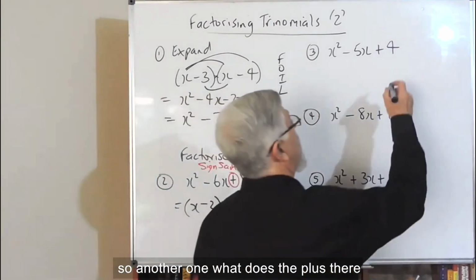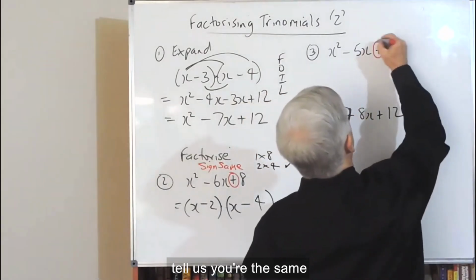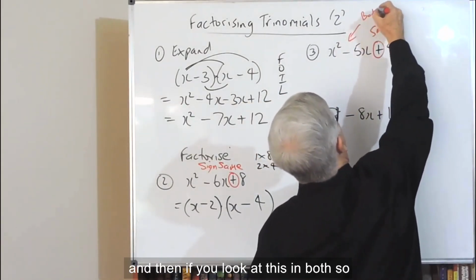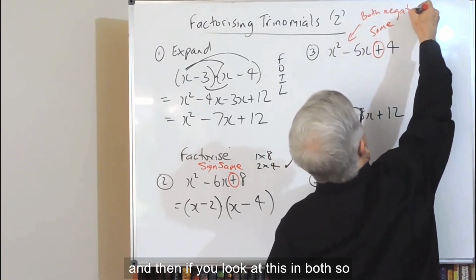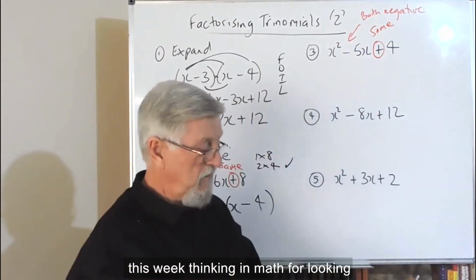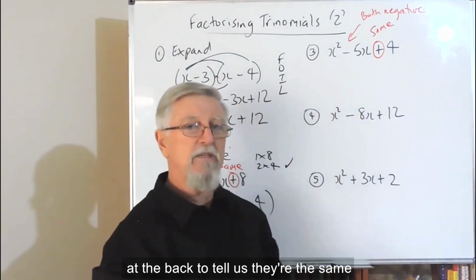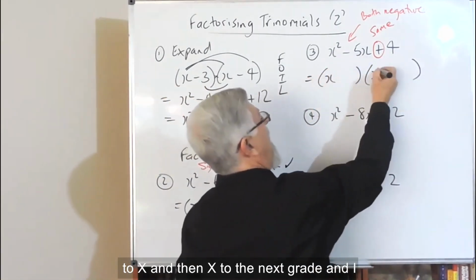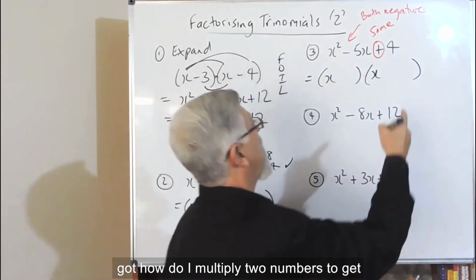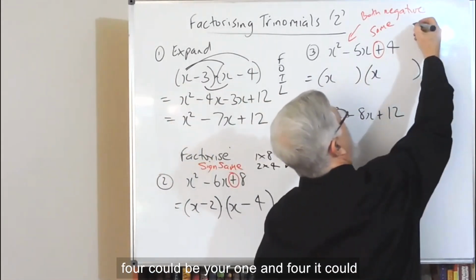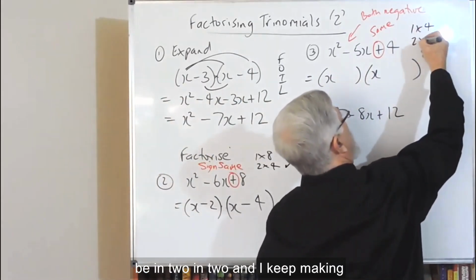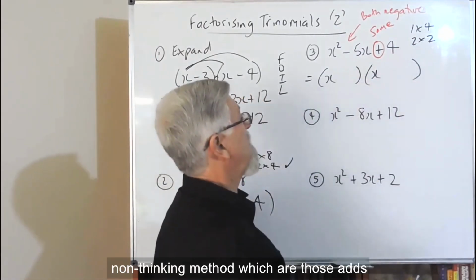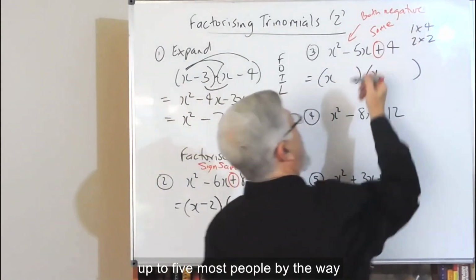So another one. What does the plus there tell us? They're the same. And then if you look at this, they're both negative. So it's this weird thing in maths of looking at the back to tell us they're the same. So now I've got two brackets. An x and an x is an x squared. And how do I multiply two numbers to get 4? It could be a 1 and 4. It could be a 2 and a 2. And I keep nagging all the time that I start at 1. Non-thinking method. Which of those adds up to 5?